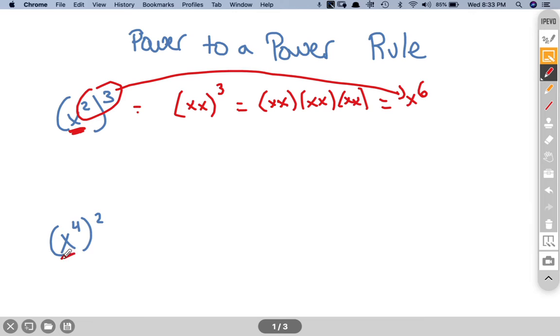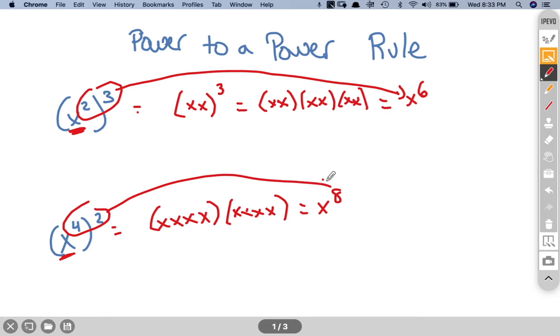Also, now let's do this. X to the fourth is 1, 2, 3, 4. And my tablet's being a little funky. So x to the fourth twice. So x, x, x, x. How many total x's do I have? 8. And now hopefully we definitely can see that there is a relationship.